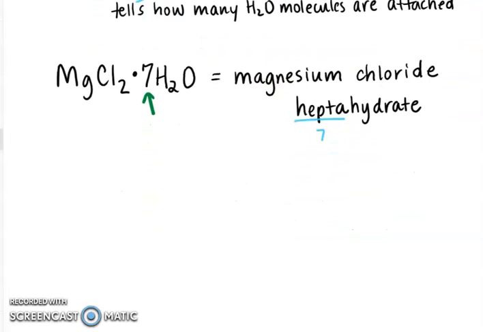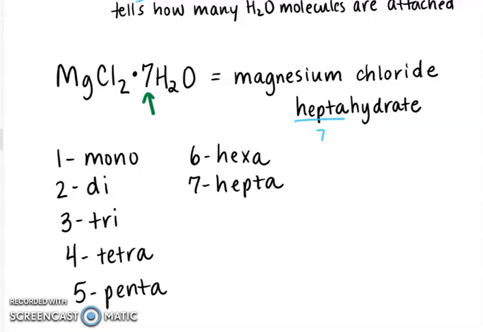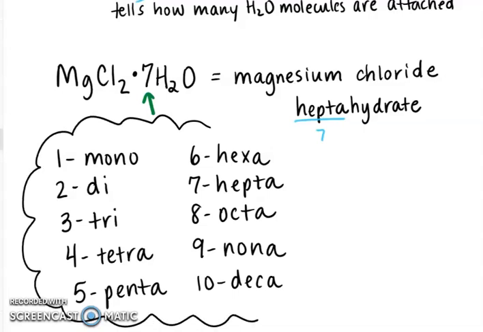Now, if you need a quick refresher on what the prefixes are, I'm going to write those down right now. 1 is mono, 2 is di, 3 is tri, 4 is tetra, 5 is penta, 6 is hexa, 7 is hepta, 8 is octa, 9 is nona, and 10 is deca. So again, we use these prefixes to tell how many waters are attached in that hydrate.